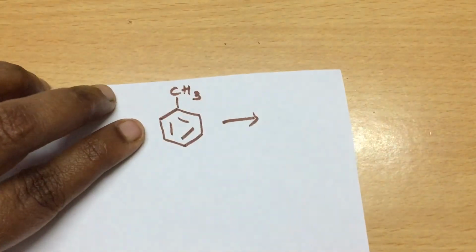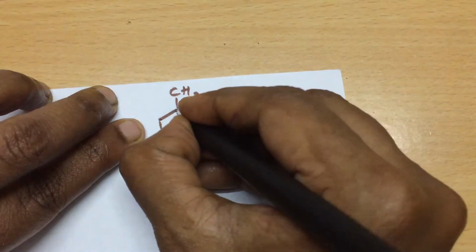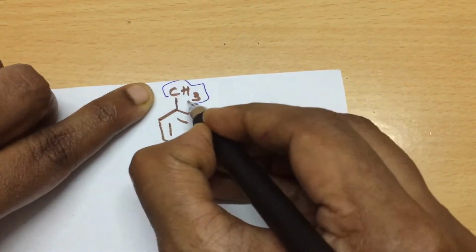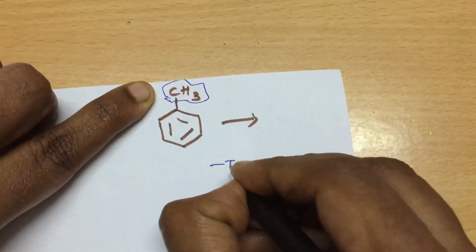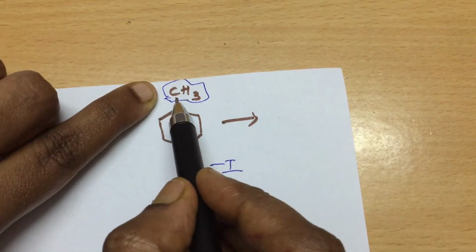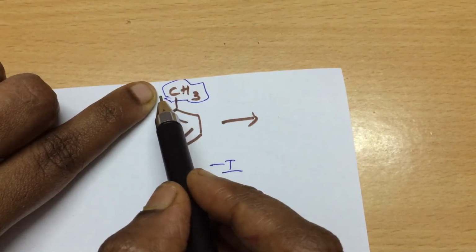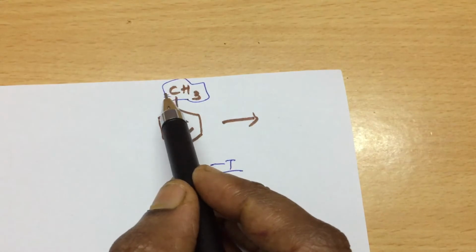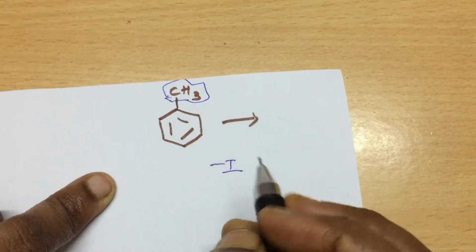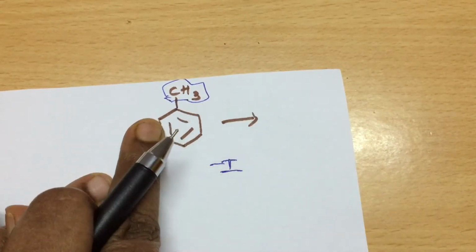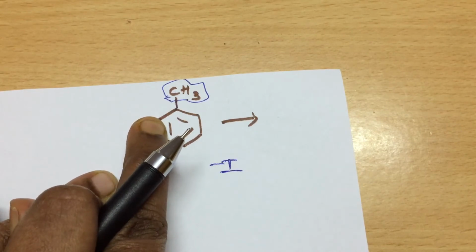Okay, so here comes your methyl group. Methyl is what? It is an alkyl group. So plus I effect. It does not have lone pairs, so it cannot undergo resonance, but it can give one more effect.